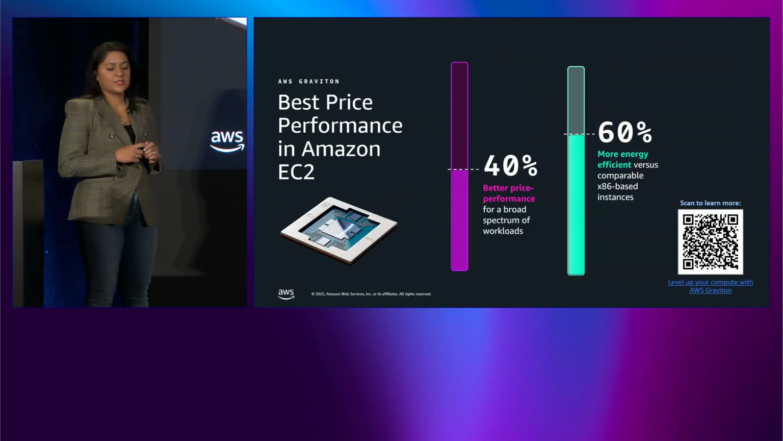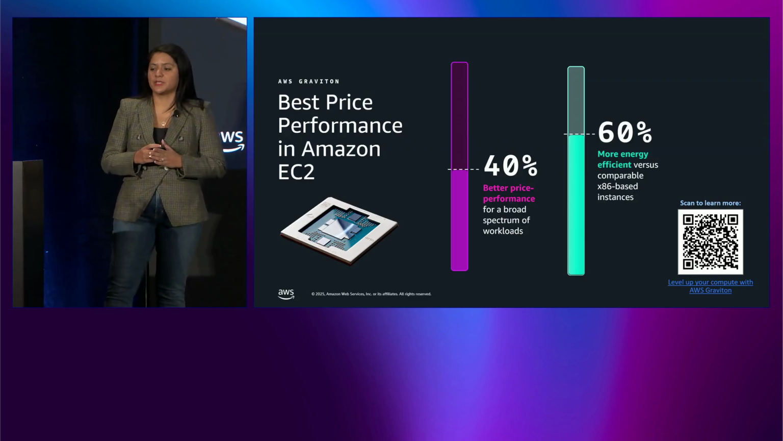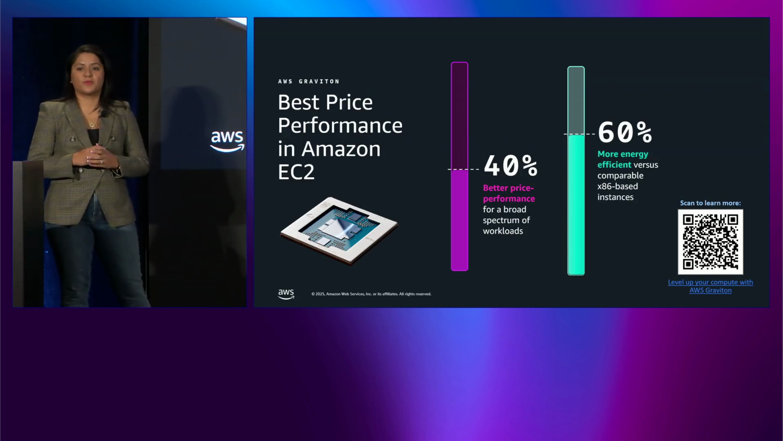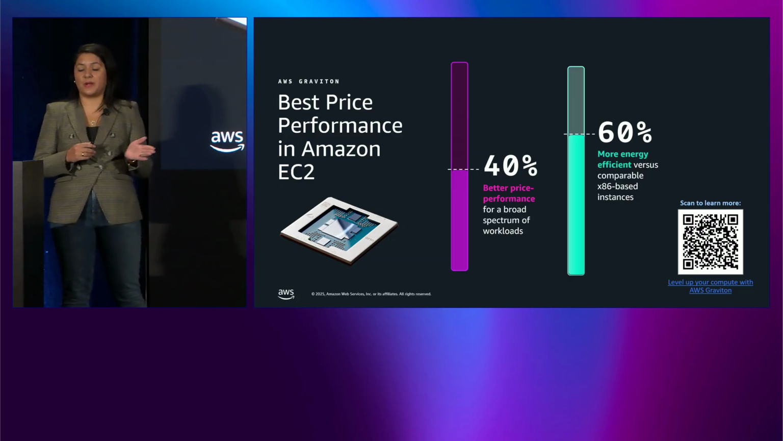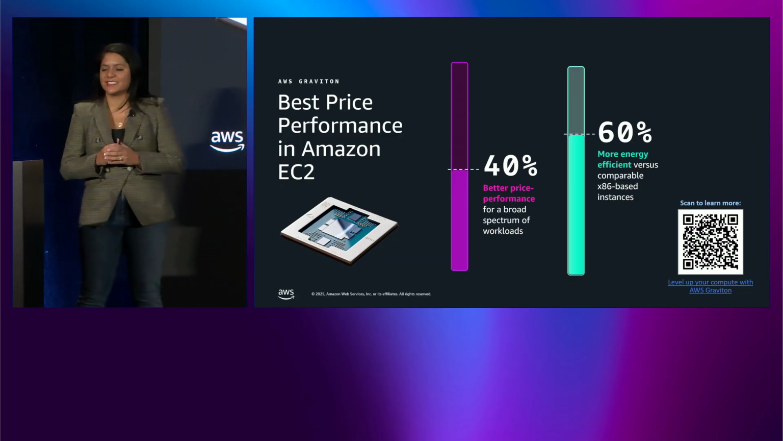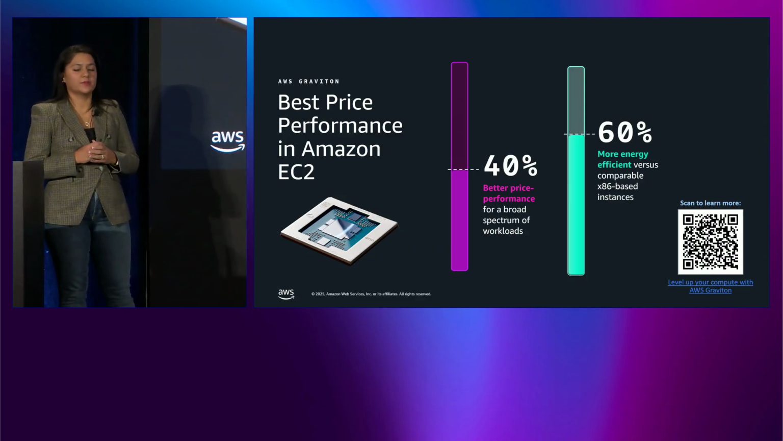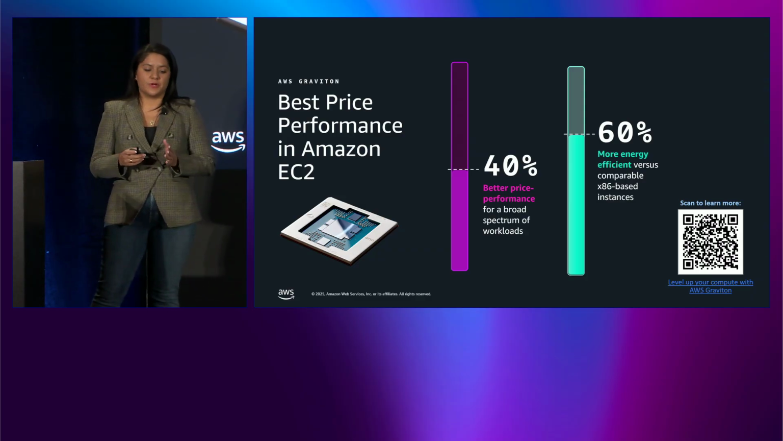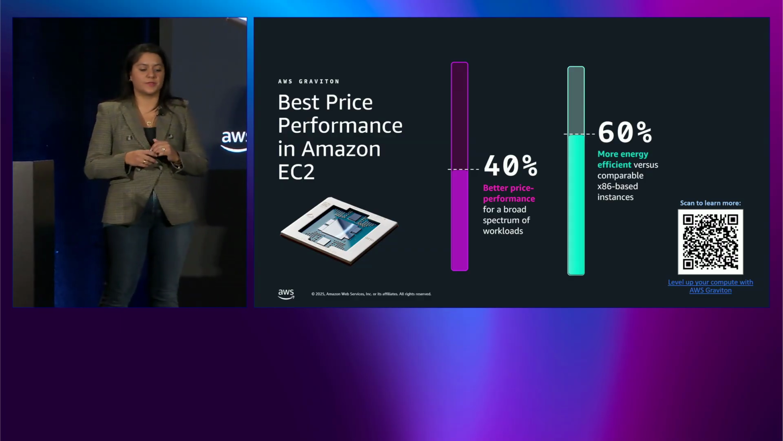Now, before we dive into the dashboard, let's quickly review why Graviton is such a game changer. With 40% better price performance and up to 60% greater energy efficiency compared to x86 instances, Graviton offers compelling benefits for a wide range of workloads. These aren't just numbers. They translate directly to your bottom line and your sustainability goals.